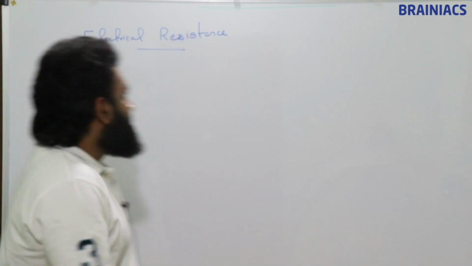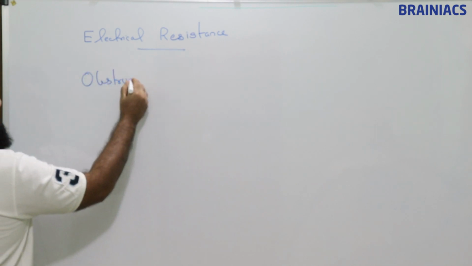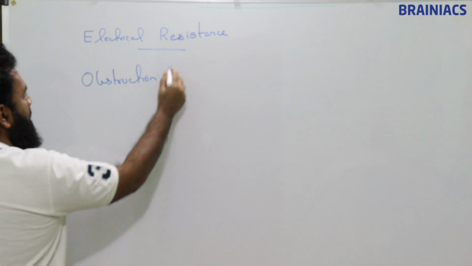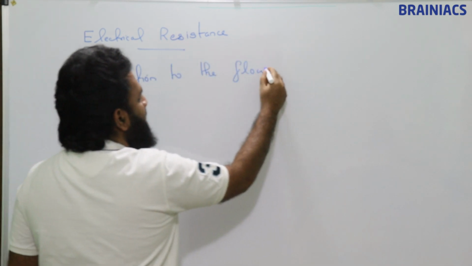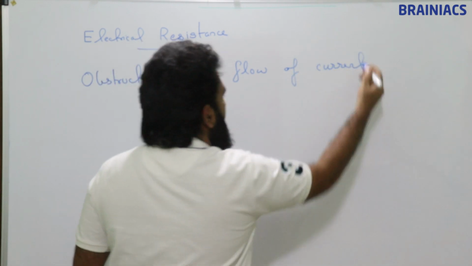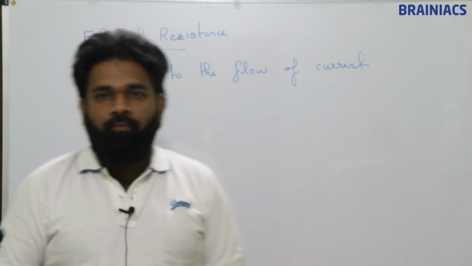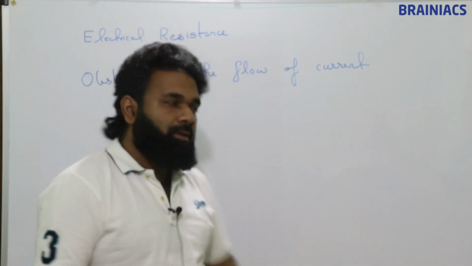So electrical resistance is nothing but obstruction to the flow of current. So why does this electrical resistance happen?